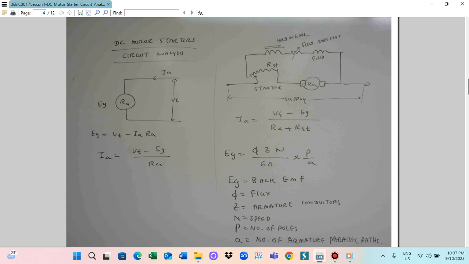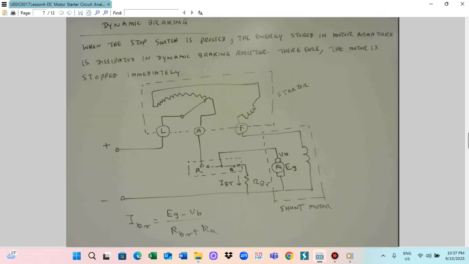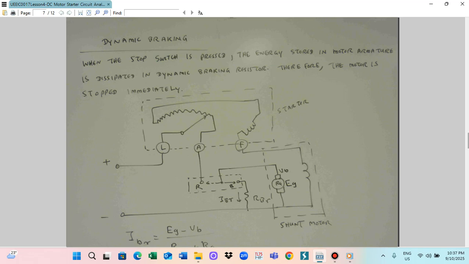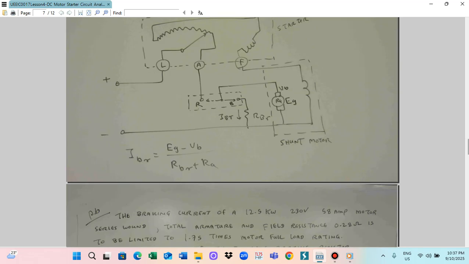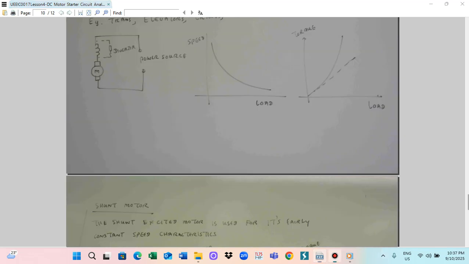And then I also taught the dynamic braking method, and the calculation of the appropriate dynamic braking resistor. And then I gave you the characteristics of the series, shunt, and compound motors. I gave you the DC motor.